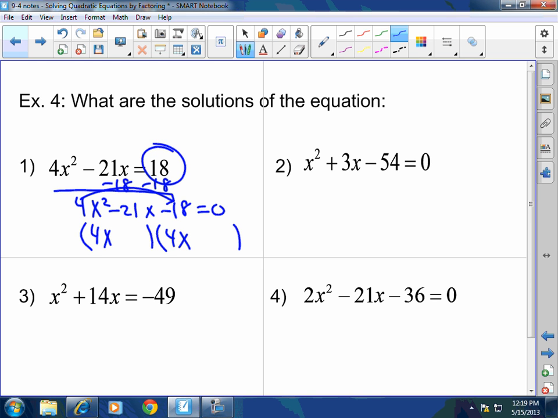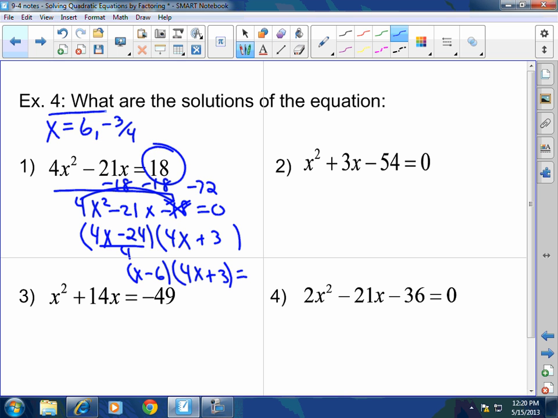4 times -18 is -72. What times what is -72, but when added together is -21? I can't wait forever. -24 and +3. Factor out the 4, so I'm going to get x minus 6 times 4x plus 3. You set both of those equal to 0. What will my x equal? 6, and negative 3/4. Excellent. Thank you.